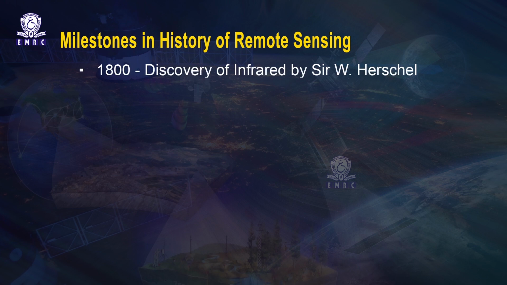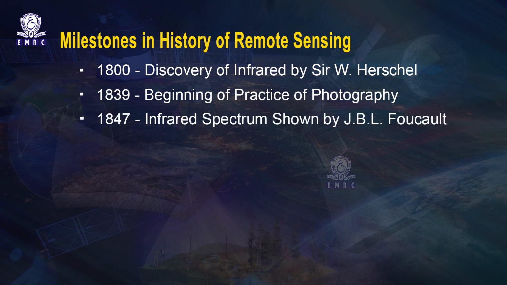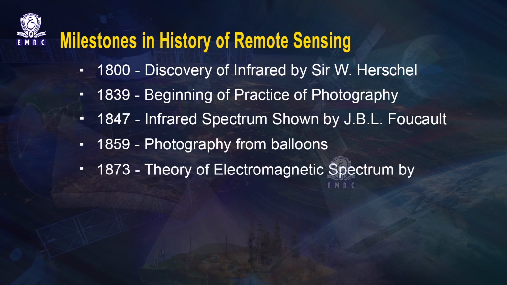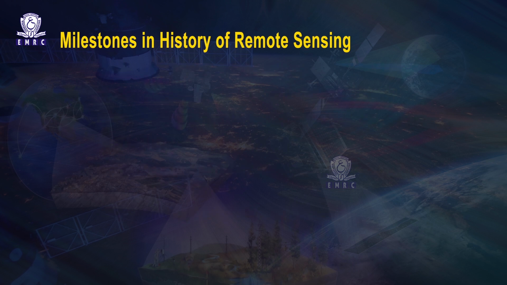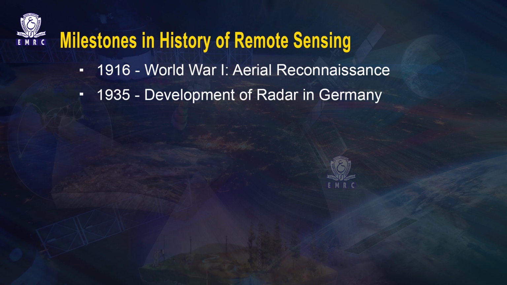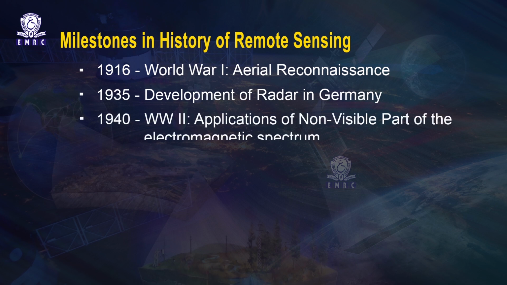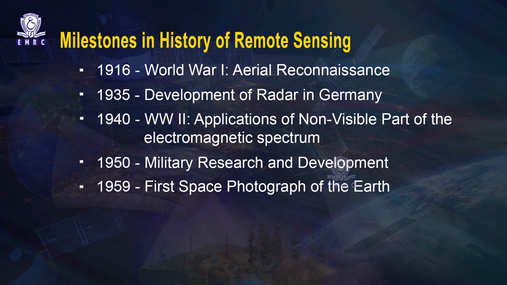Milestones in history of remote sensing. 1800: Discovery of infrared by Sir W. Herschel. 1839: Beginning of practice of photography. 1847: Infrared spectrum shown by J.B.L. Foucault. 1859: Photography from balloons. 1873: Theory of electromagnetic spectrum by J.C. Maxwell. 1909: Photography from airplanes. 1916: World War I aerial reconnaissance. 1935: Development of radar in Germany. 1940: World War II applications of non-visible part of electromagnetic spectrum. 1950: Military research and development.